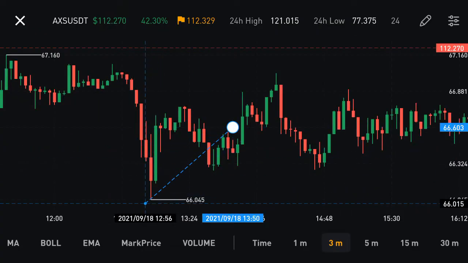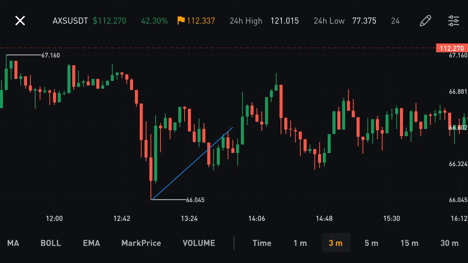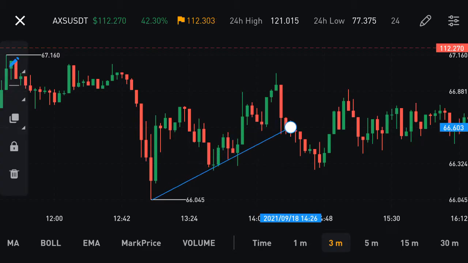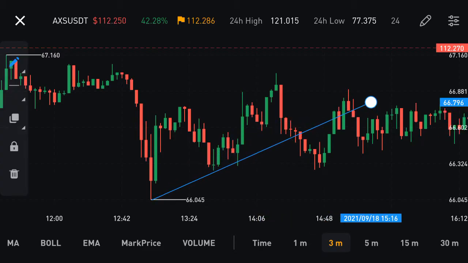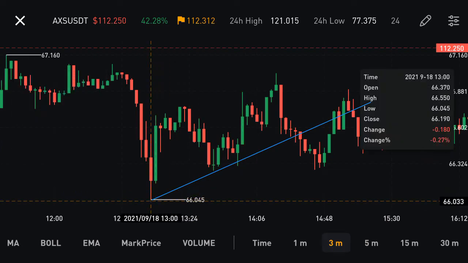So this is my first point. I put my first point there. Then I trace it all the way. This is my third point here. So this is the first point right now, and this is the third point.